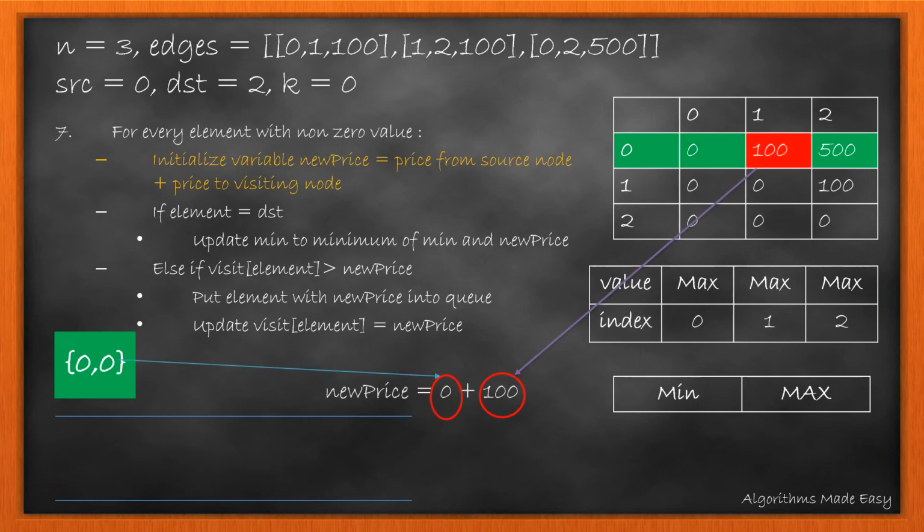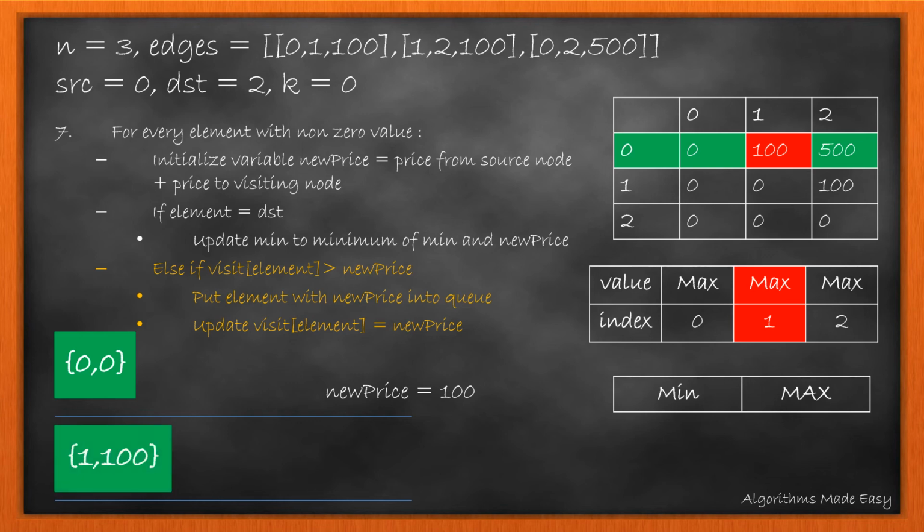As 1 can be reached from 0, we will initialize a new price, which will be the sum of the price of the source node and the price of the visiting node. Now, as the value in the visit array against 1 is greater than the new price, we put the element with new price in the queue and update the visit array with 100. Now, 2 can also be reached from 0, so we initialize new price. And as this city is equal to the destination, we update the minimum as the minimum of min and new price.